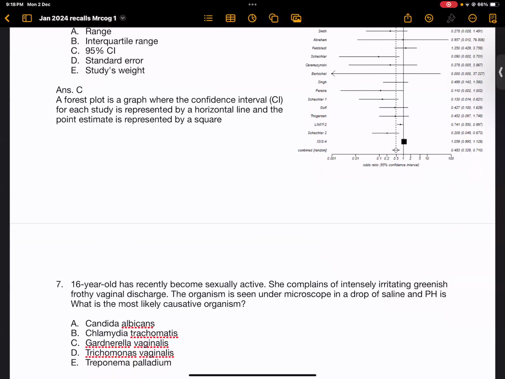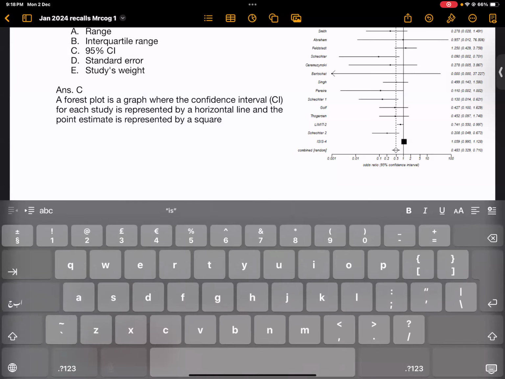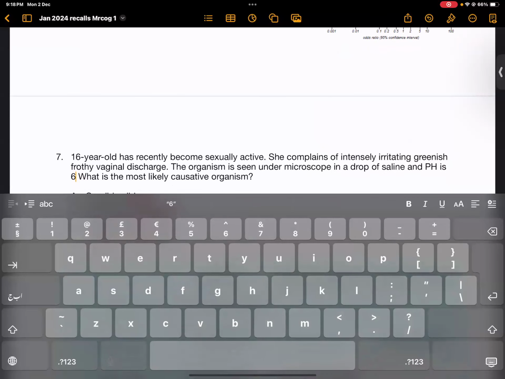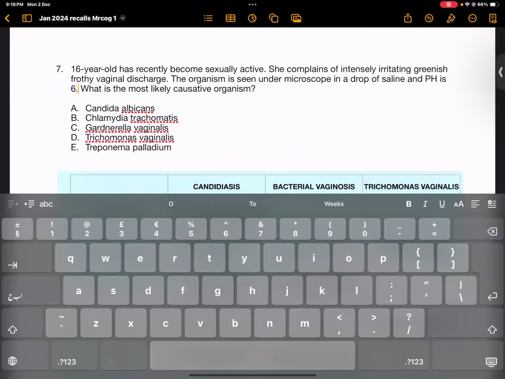A 16-year-old has recently become sexually active and complains of intensely irritating greenish frothy vaginal discharge. The organism is seen under the microscope in drops of saline and the pH is 6. What is the most likely causative organism? Candida, chlamydia, Gardnerella vaginalis, Trichomonas vaginalis, or Treponema?